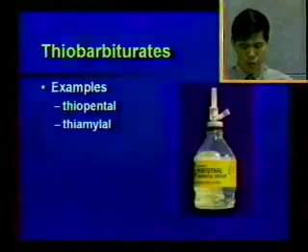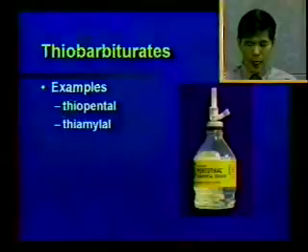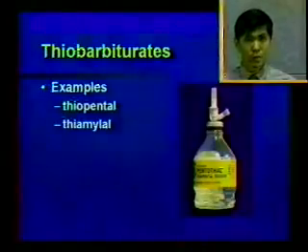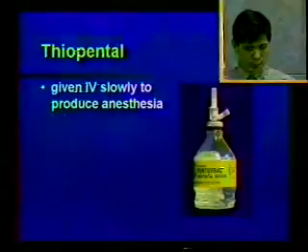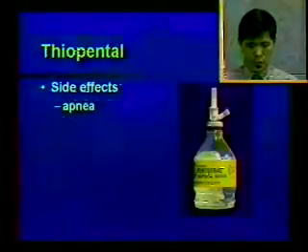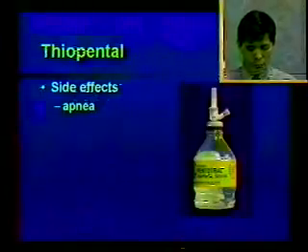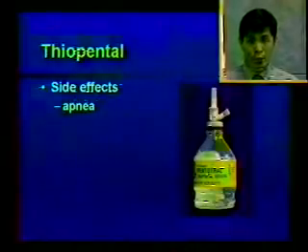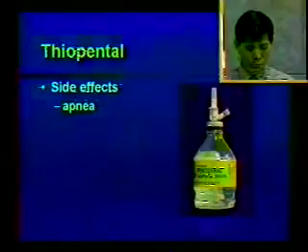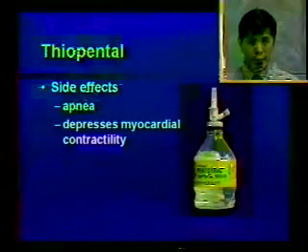This is a preparation of Thiopental. It comes in powder form, and we reconstitute it before using it. We like to give it slowly to produce anesthesia, because if you give it rapidly, it will cause apnea. I already mentioned the side effect apnea, and to minimize that, we give our Thiopental slowly. This may be the reason why Thiopental is not as popular as diazepam-ketamine for induction, because of the higher incidence of apnea. It depresses myocardial contractility.